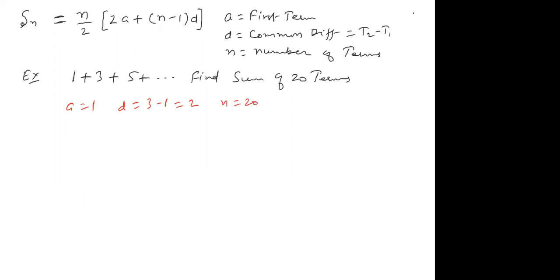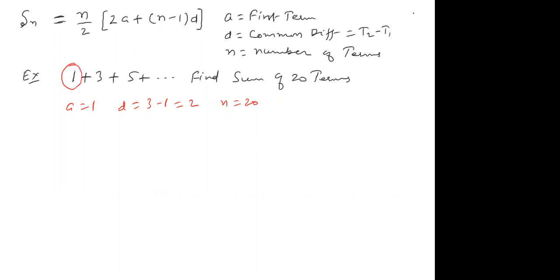So this formula will apply: S20 is equal to N upon 2, 20 upon 2, into 2A plus N minus 1 into D. A is the first term, D is the common difference, which is T2 minus T1, and N is the number of terms. So what is the first term? This is the first term.